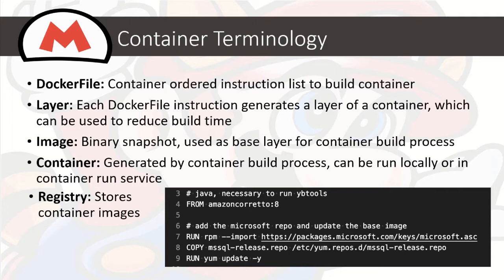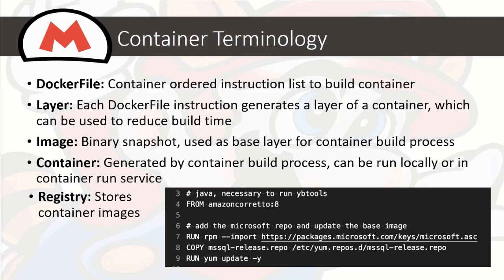Totally deeper than we'll go, but layers are kept. They use hashing to identify stuff. An image is what you see on line 4. It's a binary snapshot, and you'll see a ton of these published on Docker Hub, which is the Docker company that maintains this open source library of stuff that you can grab.